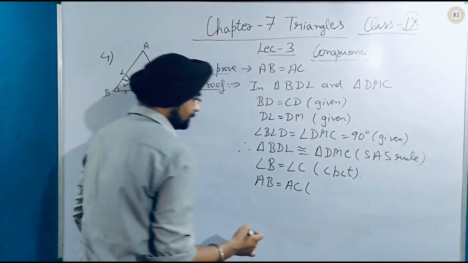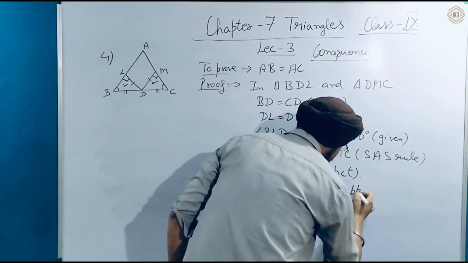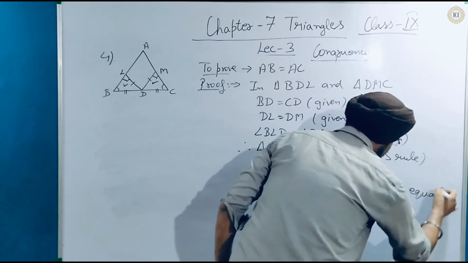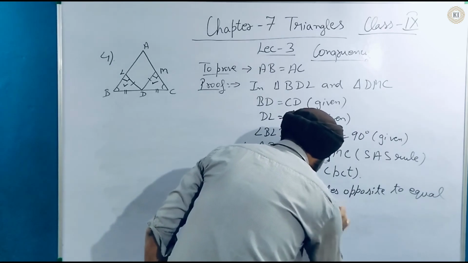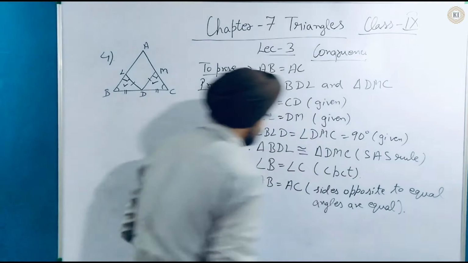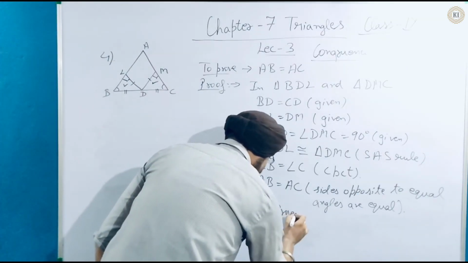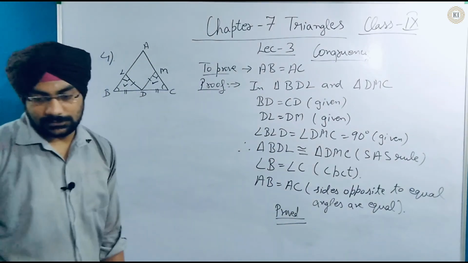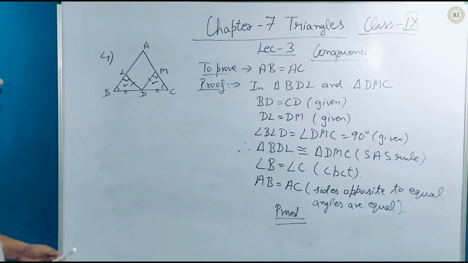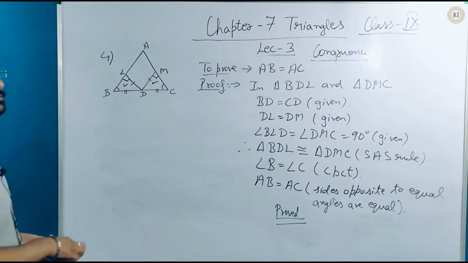The reason we will write is sides opposite to equal angles are equal. We have to prove AB is equal to AC. That is proved. Now let us move to the next question, that is question number 5. So this is the proof of question number 4.